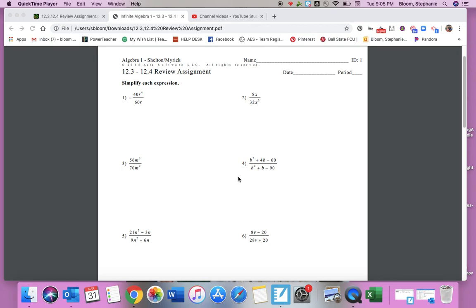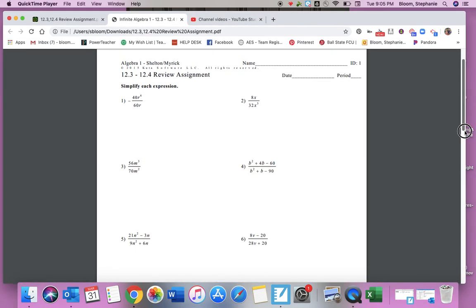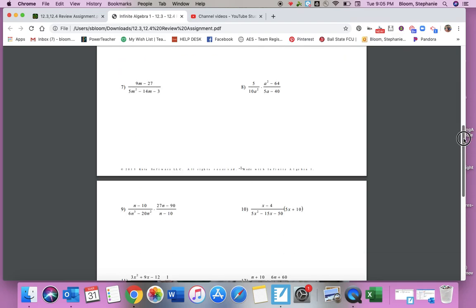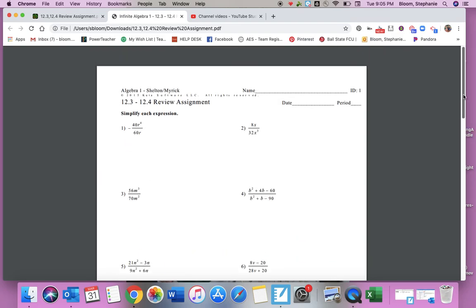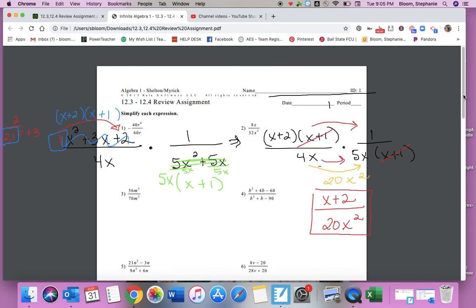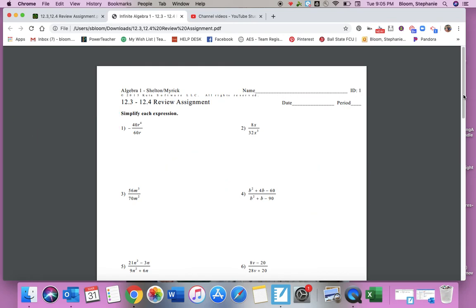Okay, your assignment today is a review, which is meant to get you ready for your quiz that's going to be tomorrow. And so I'm just going to do a few of these with you just to get you started and to make sure that we're all on the same page. So we're going to just start off and look at number one together.